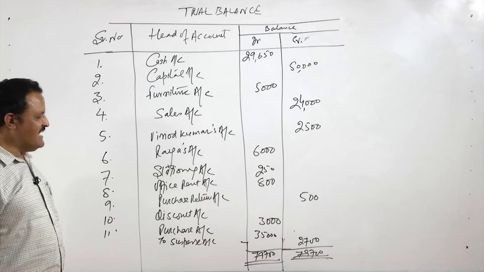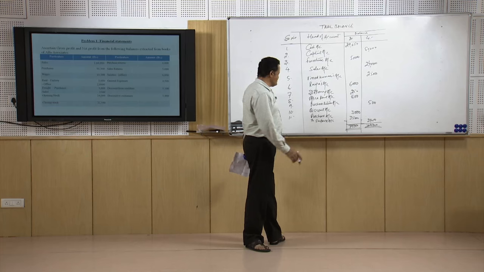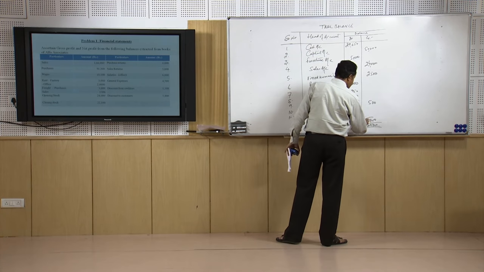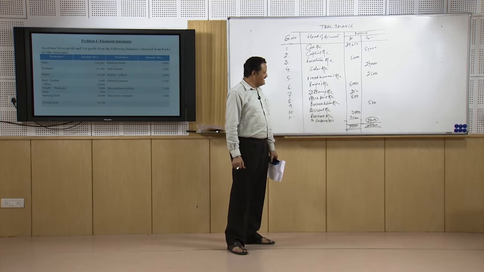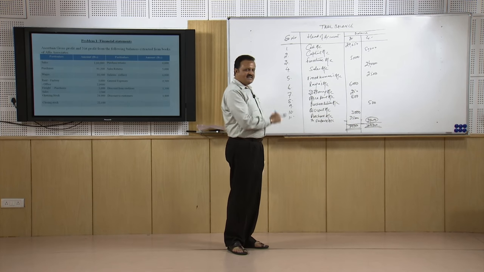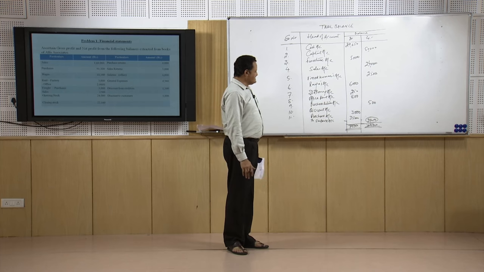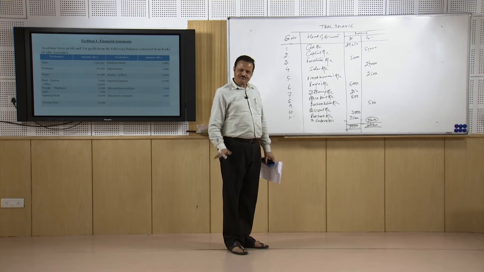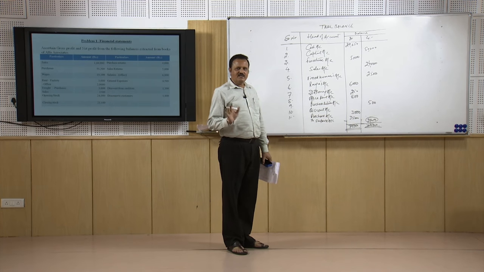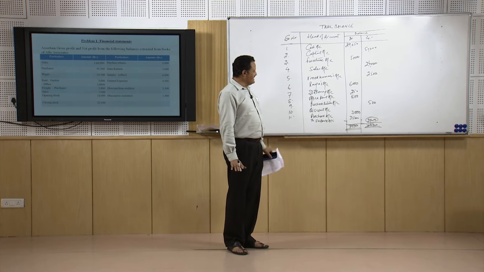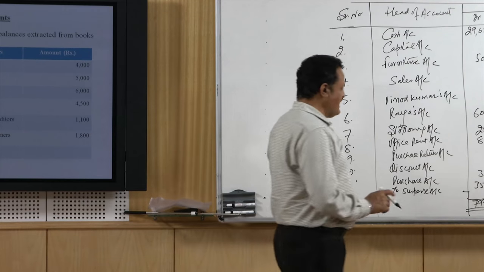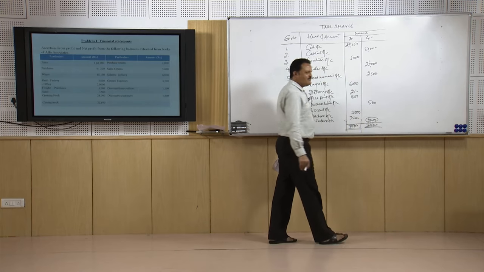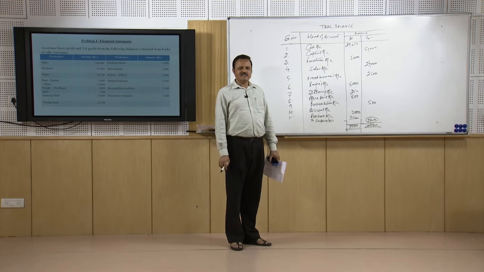So we will temporarily prepare the profit and loss account and balance sheet by using this figure, using this balance as 79,700 and putting that difference amount of 2,700 rupees under the suspense account. We will prepare the profit and loss account, we will prepare the balance sheet, and once everything is done, then we will have to look back. We will have to find out why this difference of 2,700 rupees is appearing in the trial balance.